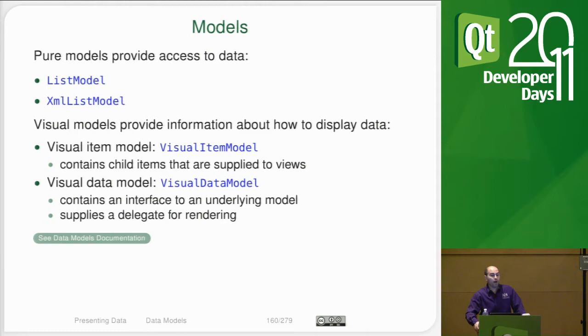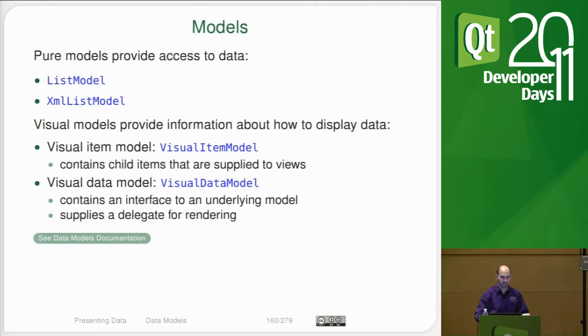So there are two models that are exposed for your use that have pure data in them. One is the list model, and it's simply a list of elements. Those elements can have n number of properties each, so it can be pretty dense, but it's a general linear list. It's not a tree or a table. There's also the XML list model, which is going to allow you to take in an XML document, set queries on the XML document, and create a list of elements that way. There are also models that contain both data and how that data should look. These are called the visual item models.